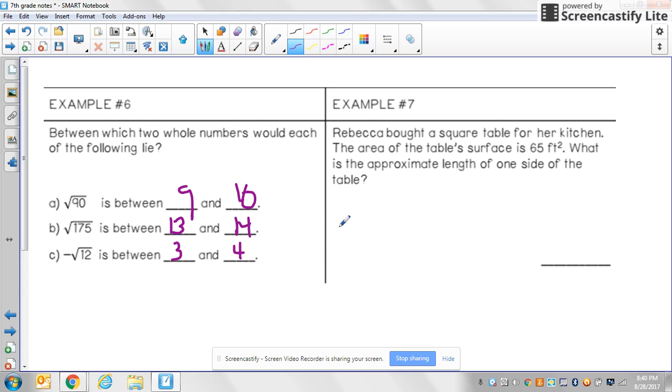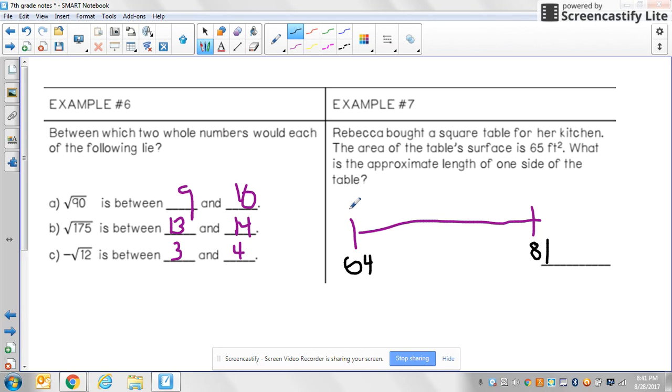The final problem that we're going to be working on: Rebecca bought a square table for her kitchen. The area of the table's surface is 65 square feet. What is the approximate length of one side of the table? Once again, going back to my number line, square root of 65. So I'm going to go ahead and think of some perfect squares that I can use. I'm going to use the number 64 as well as the number 81.